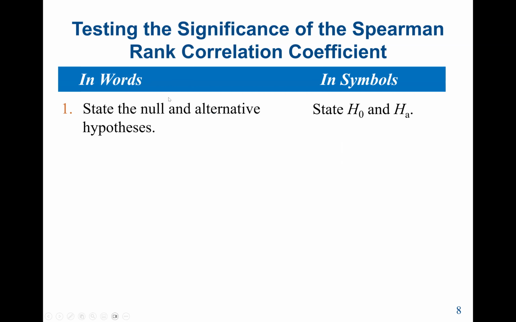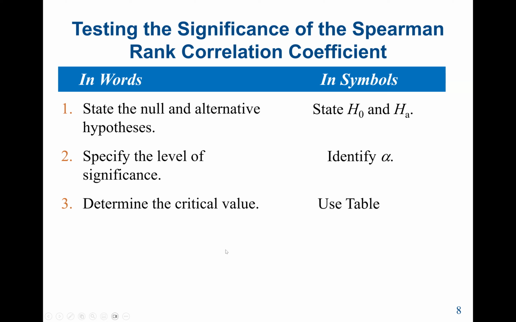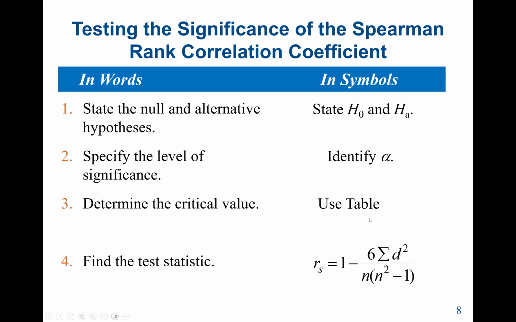So these are the steps. This is again a hypothesis test. The first thing we need to do is state our H0 and HA. H0 is our claim, HA is our alternative. As we said earlier, H0 always means there's no correlation, which means the population rho is equal to 0. Then we need to identify the level of significance. By default, most of the time, alpha is 0.05. Then we need to determine the critical value. For the critical value, we have to use our textbook table for the Spearman correlation critical value.